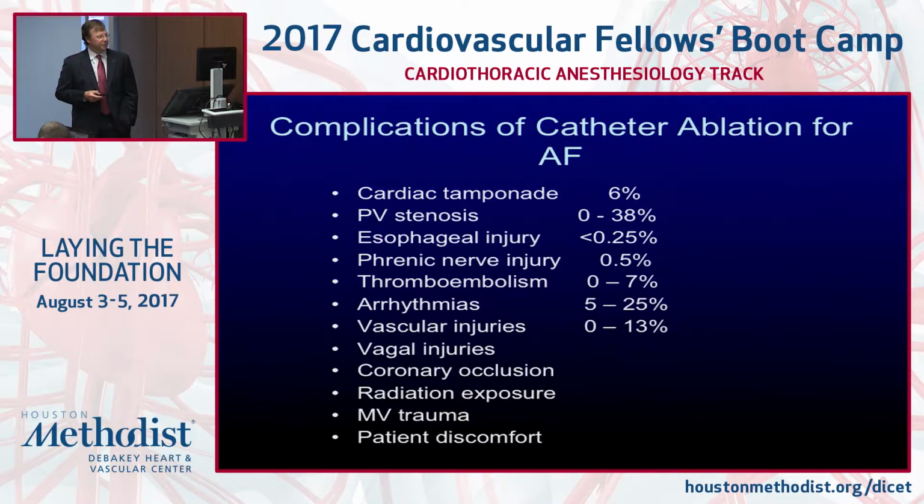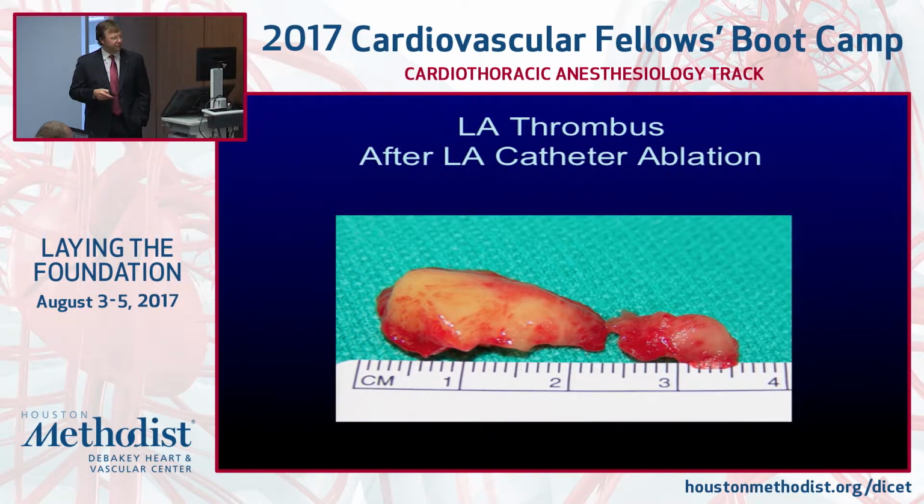Complications of catheter-based ablation for AFib: cardiac tamponade, pulmonary vein stenosis, esophageal injury, which is rare, but those of us who have seen it don't like it. We don't like the atrioesophageal fistula. I'm sure you've seen that too, and it's not a very good situation. Phrenic nerve injury occurs, thromboembolism, arrhythmias, vascular injuries, and various other complications. This was a clot I took out of a guy about 2 weeks after his left atrial catheter ablation, and it was just stuck to the side wall of the left atrium.